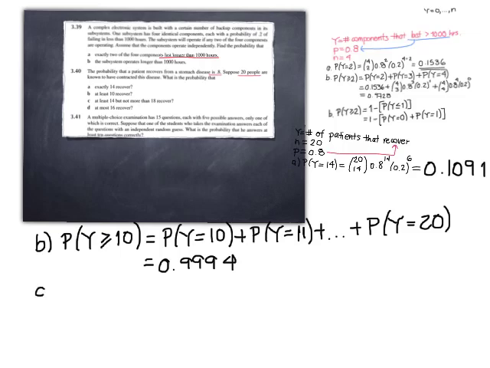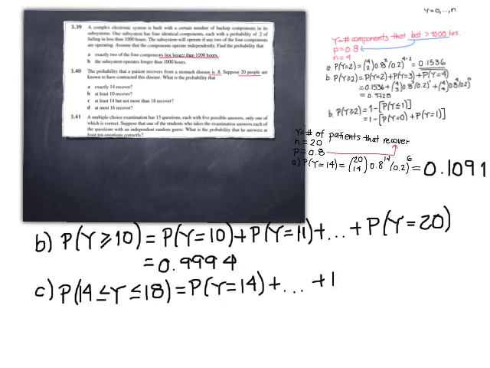And then let's see letter C. Here we have an interval, at least 14, but not more than 18. So you have y between 14 and 18. So you are going to add y equals 14, and so on until y equals 18. And you are going to use the formula and add the values. This should give you 0.8441.